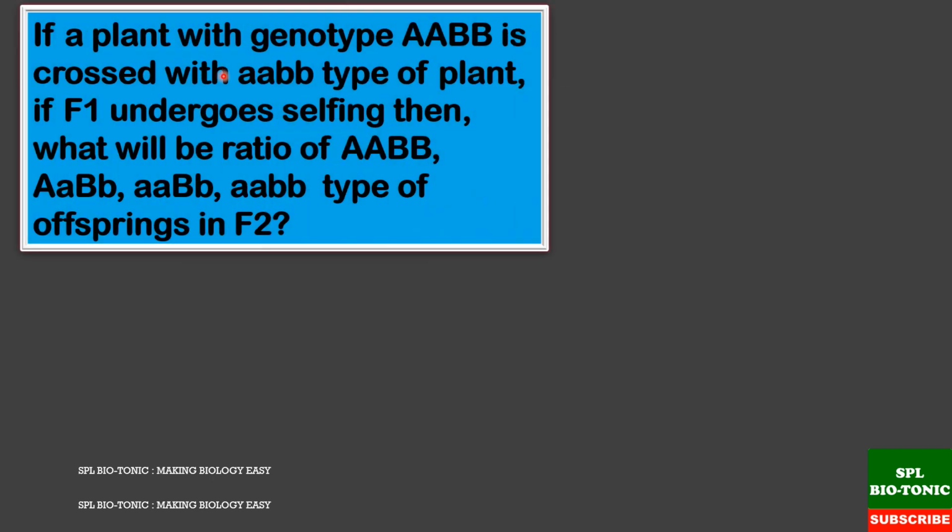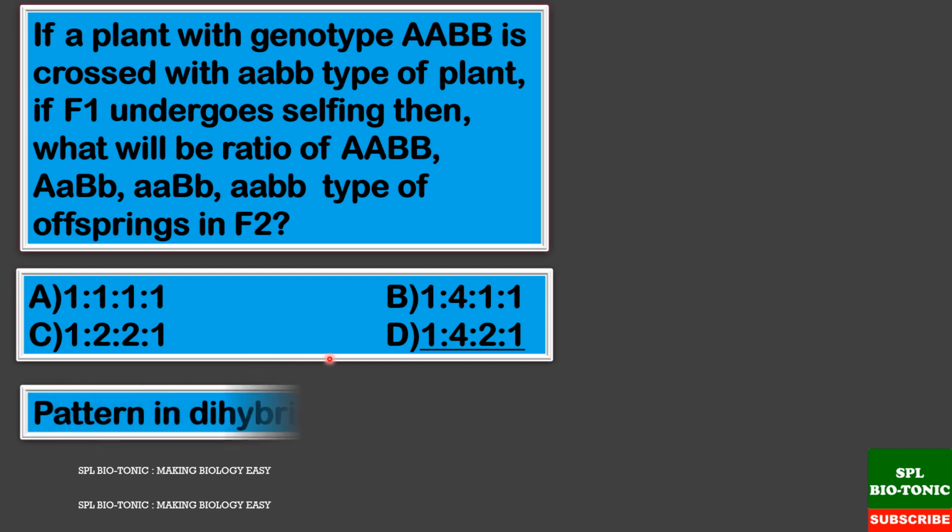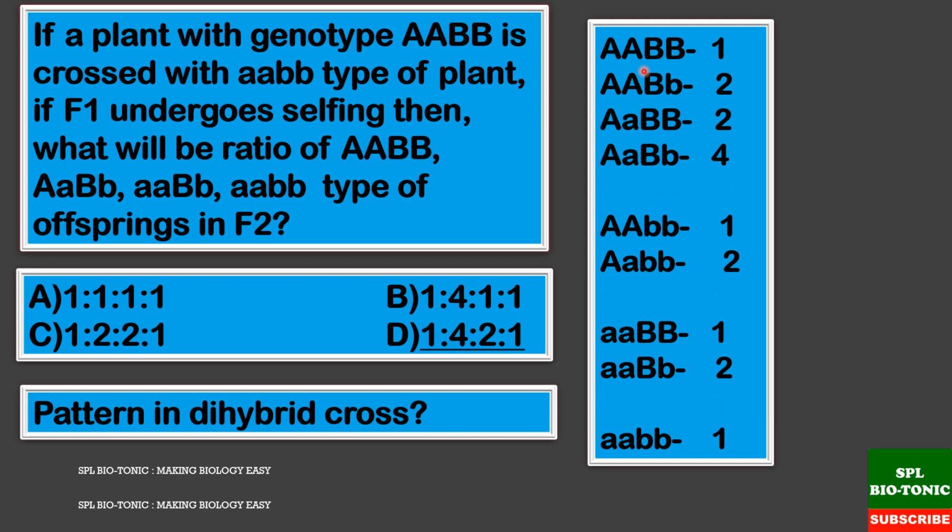Now students, coming to the end of the video, we'll take one more example. Now this example is totally different from what we have discussed so far. The example here is, if a plant with genotype capital A capital B is crossed with small a small b, and if F1 undergoes selfing, then what will be the ratio of these four types of offsprings asked? They are asking about what the ratios are. Now students, we want to solve this question again in 10 to 15 seconds. For that you have to again deduce or understand this pattern.